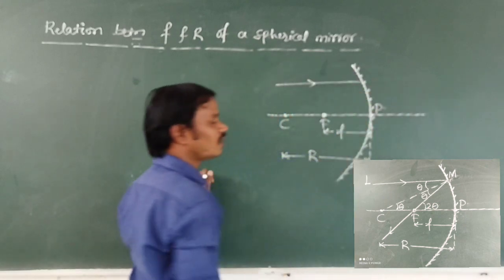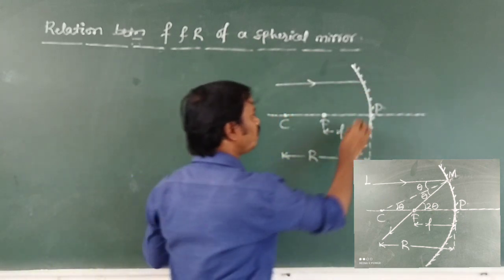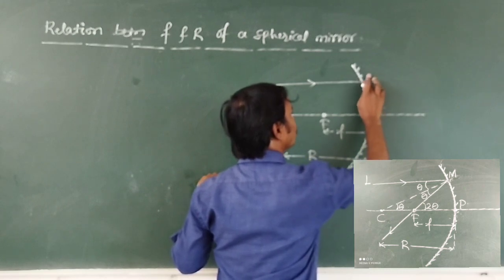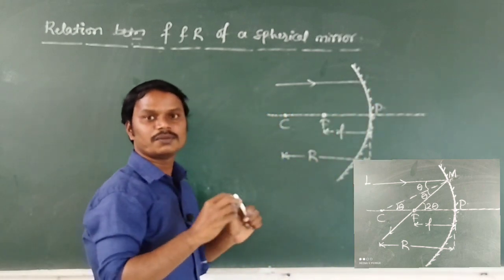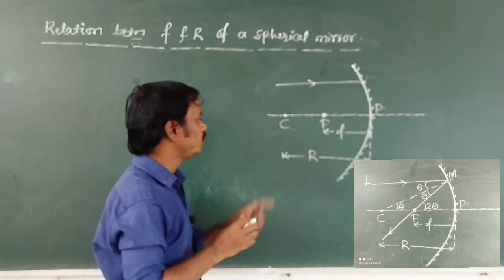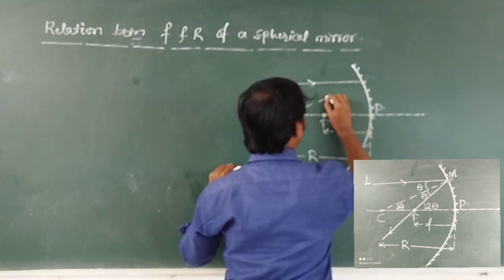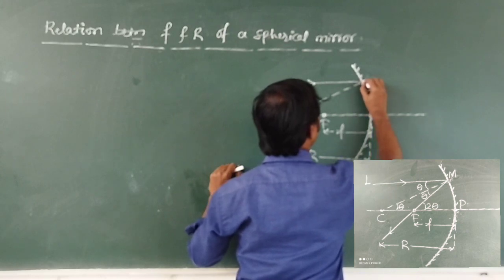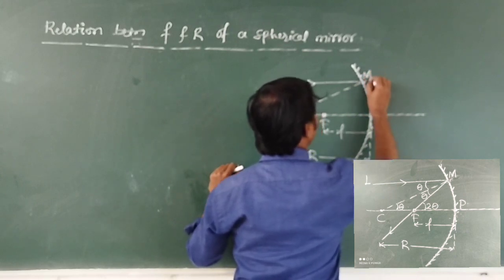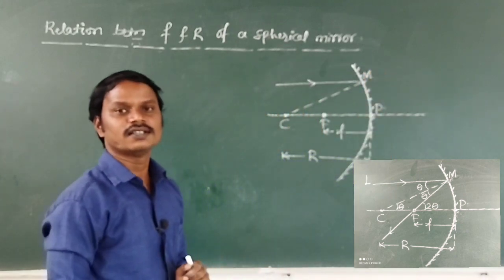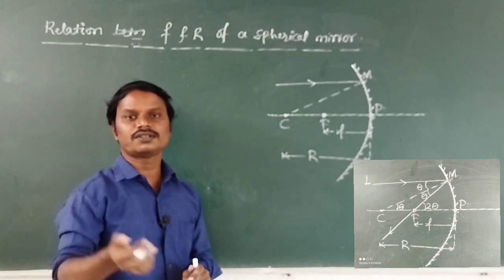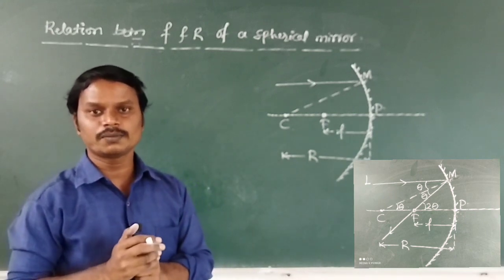Now, let us consider a parallel ray, meaning a ray which is parallel to the principal axis, incident on the concave mirror. At the point of incidence, we are going to draw the normal. From where do we have to draw the normal? From the center of curvature. This is the normal. Here M is the point of incidence.